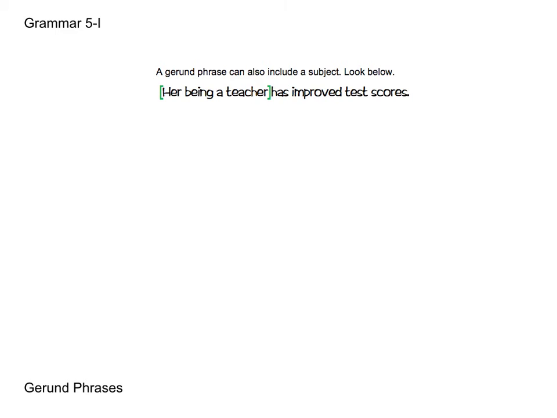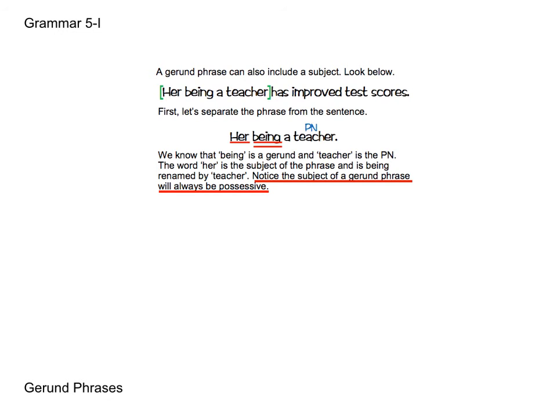So now that we know those basics, we need to figure out what's going on with her. So let's separate the phrase from the sentence, and we can see that being is our gerund, teacher is our PN. What is being renamed by teacher, by the predicate nominative? Her. Her is our subject of the phrase. Notice that the subject of a gerund phrase will always be possessive.